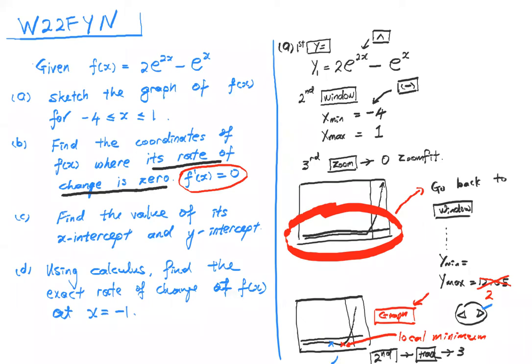Everyone should get this point as negative 1.386, comma, negative 0.125. Do you have that? So everyone okay? So you see, that is how your graphic calculator works. Because this question says find the coordinates of f(x) where its rate of change is 0. They didn't ask for exact value. You can use your graphic calculator to find. If they ask for exact value, then how are you going to do it?